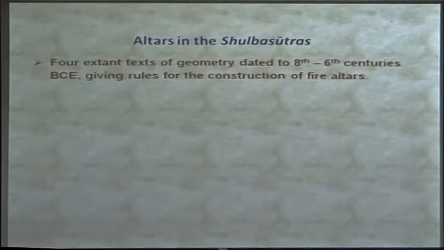Then we move in the first millennium BC to a class of literature which is called the Shulva Sutras. And the Shulva Sutras are basically the first text of geometry in India. The date is a bit approximative. This is roughly the date, 8th to 6th century BC. There are 4 major authors, Bodhayana, Apastamba, and 2 more. And they basically give geometric rules for the construction of altars. They are not exactly as we just saw.